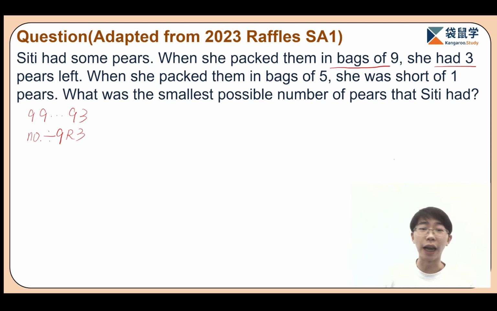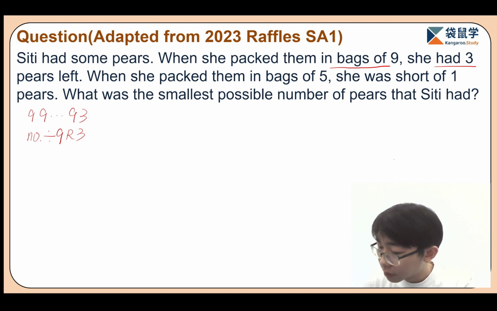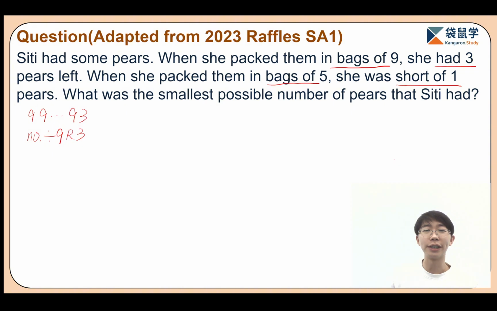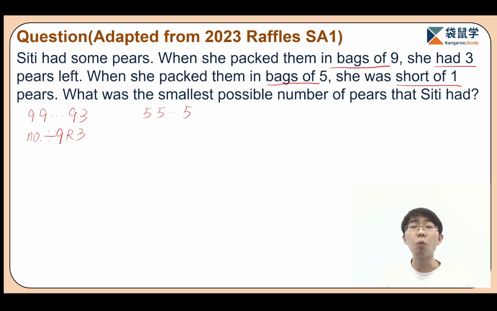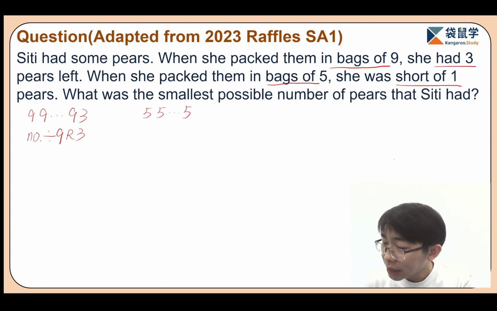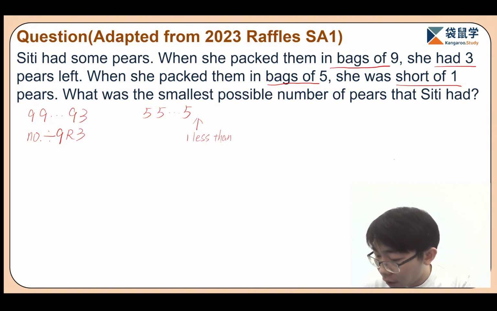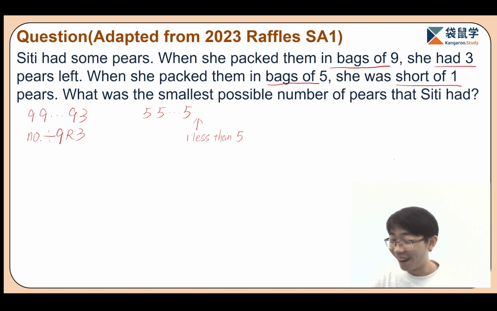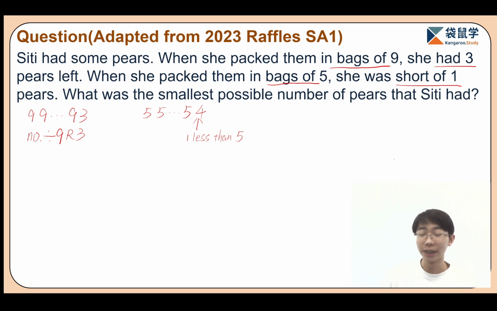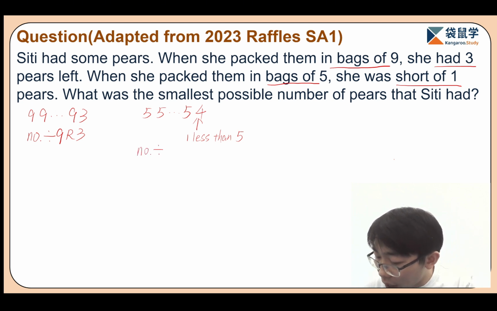Now, in the second condition, when she packed them in bags of 5, she was short of 1 pear. And what does that mean? That means if you have some number of 5 here, in the end, what should be the extra number? Is it 1? Let's take a closer look here. It means short of 1, so that is 1 less than 5. What is a number that is 1 less than 5? Number 4. So this number is actually 4. So that means this number, when divided by 5, the remainder is 4.